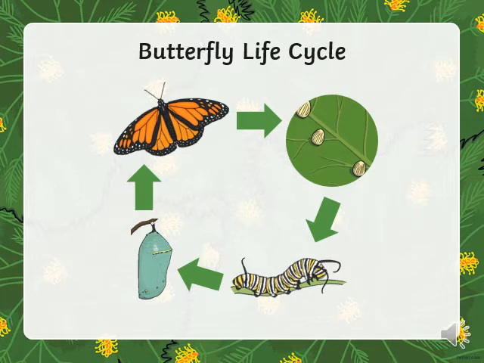Okay, I'm just going to give you a quick recap of the learning today. So the first stage of the life cycle, can anyone remember what it was? It was the egg stage. This is when an adult butterfly lays eggs onto a leaf. The next stage in the butterfly life cycle is the larva stage. This is where a caterpillar will hatch from the egg and will grow and grow and grow until it's ready to move on to the next stage, which is the pupa stage.